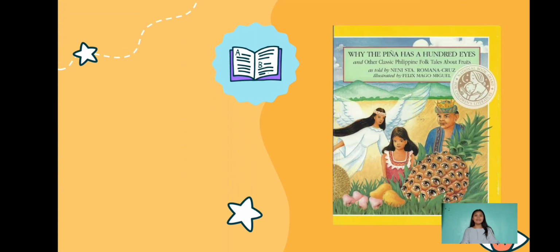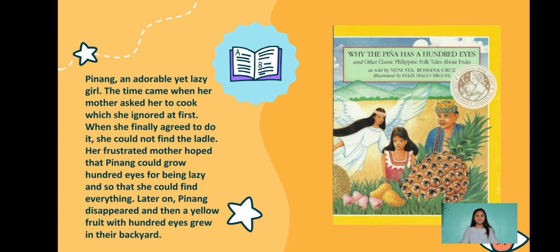So, storytelling time. The title of this story is The Legend of the Pineapple. I know this story is very familiar. Pinang, an adorable yet lazy girl. The time came when her mother asked her to cook, which she ignored at first. When she finally agreed to do it, she could not find the ladle. Her frustrated mother hoped that Pinang could grow hundreds of eyes for being lazy so that she could find everything. Later on, Pinang disappeared and then a yellow fruit with 100 eyes grew in their backyard.